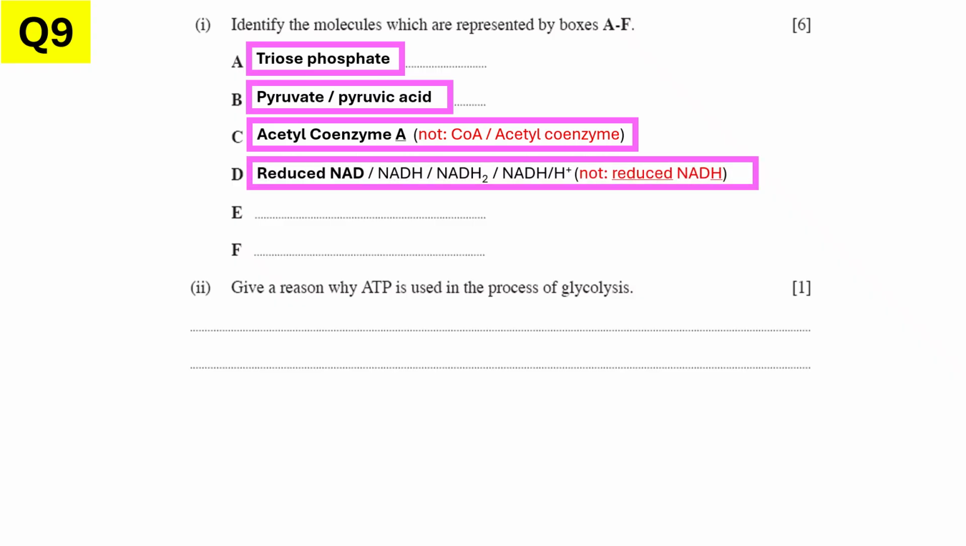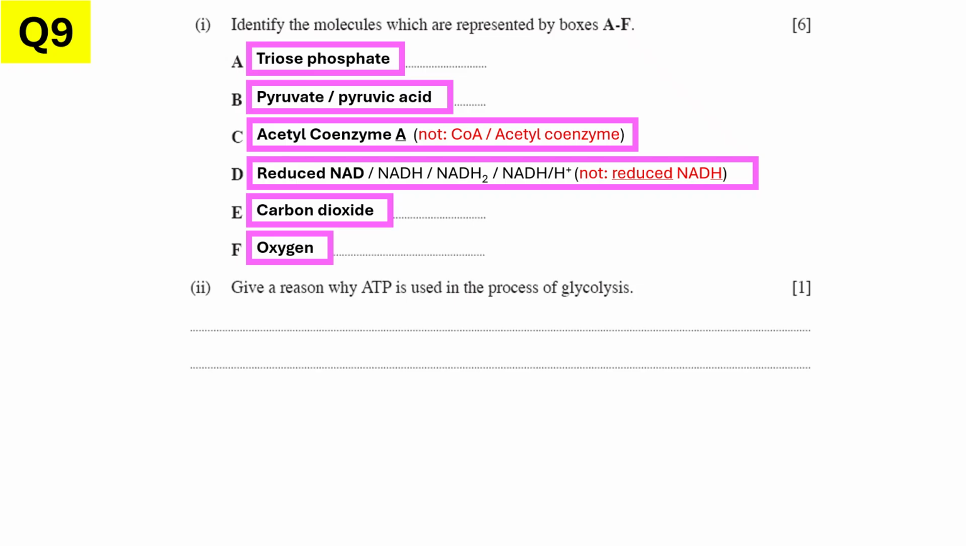D was reduced NAD or NADH is okay, or you could put NADH/H+. They will not accept reduced NADH though, so it's just NADH or reduced NAD. E was the small lipid soluble carbon dioxide, which can simply diffuse out of the cell, and F diffuses the opposite way into the mitochondrion, into the matrix, and that's oxygen.